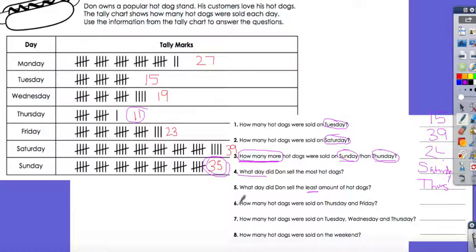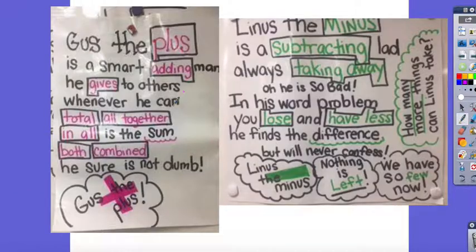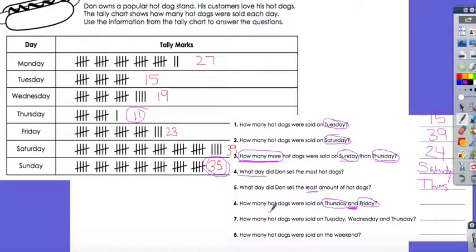Okay. How many hot dogs were sold on Thursday and Friday? Does "and" make you subtract or add? What do you think? I don't see "and" on here, but does "and" tell you you're putting together? Yes, "and" tells you you're putting together. So let me write "and" right here. Sorry, Gus, I'm just going to write "and" on here. So "and" means I'm putting together.